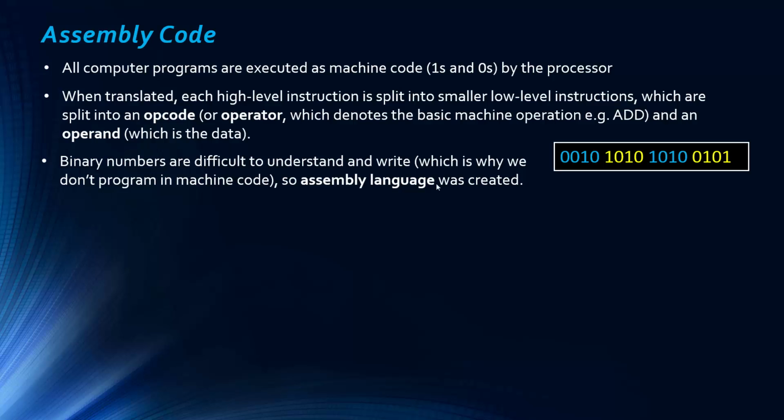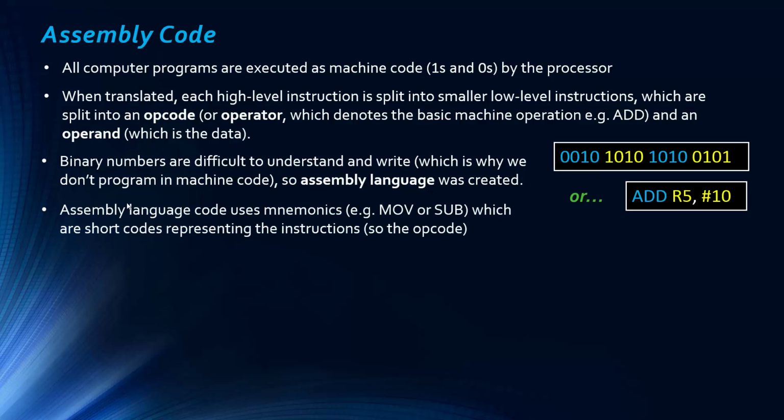So assembly language was created, and it's still very low level. It's still nothing really like our high level languages. It's still harder, and it's still longer to write. It takes a lot more writing to convey the same message. So this is what assembly language might look like. Here we're adding 10 to the fifth register.